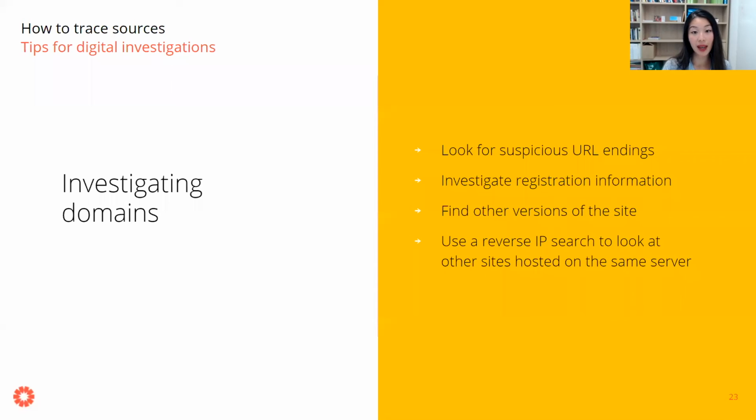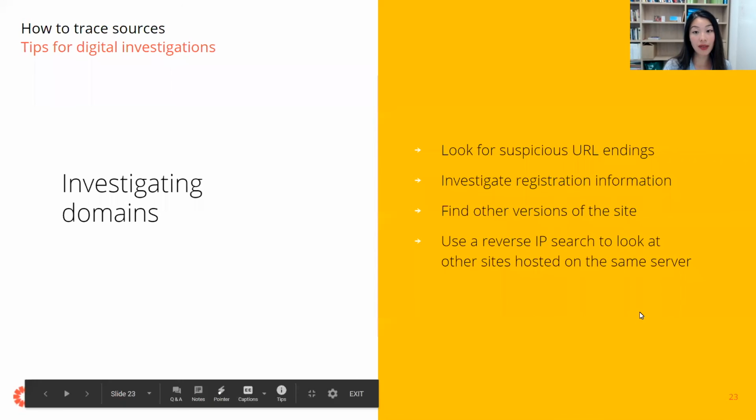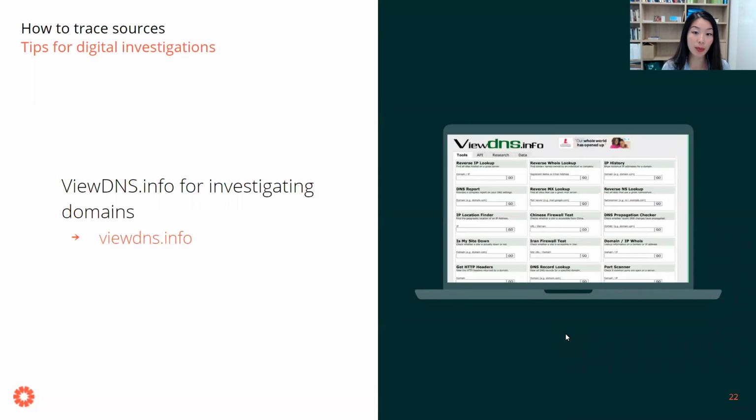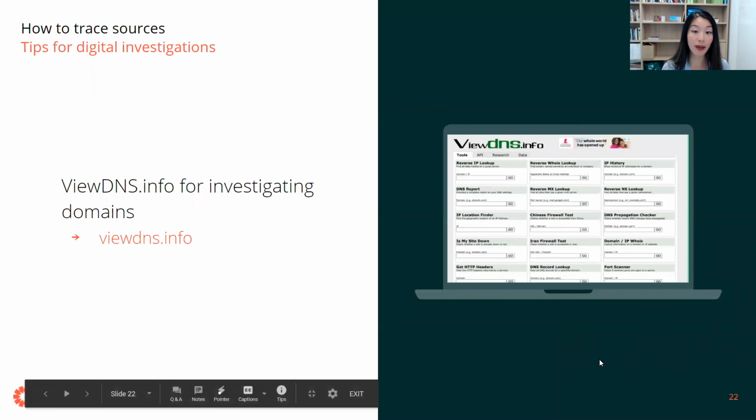Sometimes you can find networks of sites that are related by doing reverse IP searches. And if you don't know how to do that, you can once again use this website, viewdns.info. It has a handy reverse IP lookup, and you just plug in the URL and it does that for you.